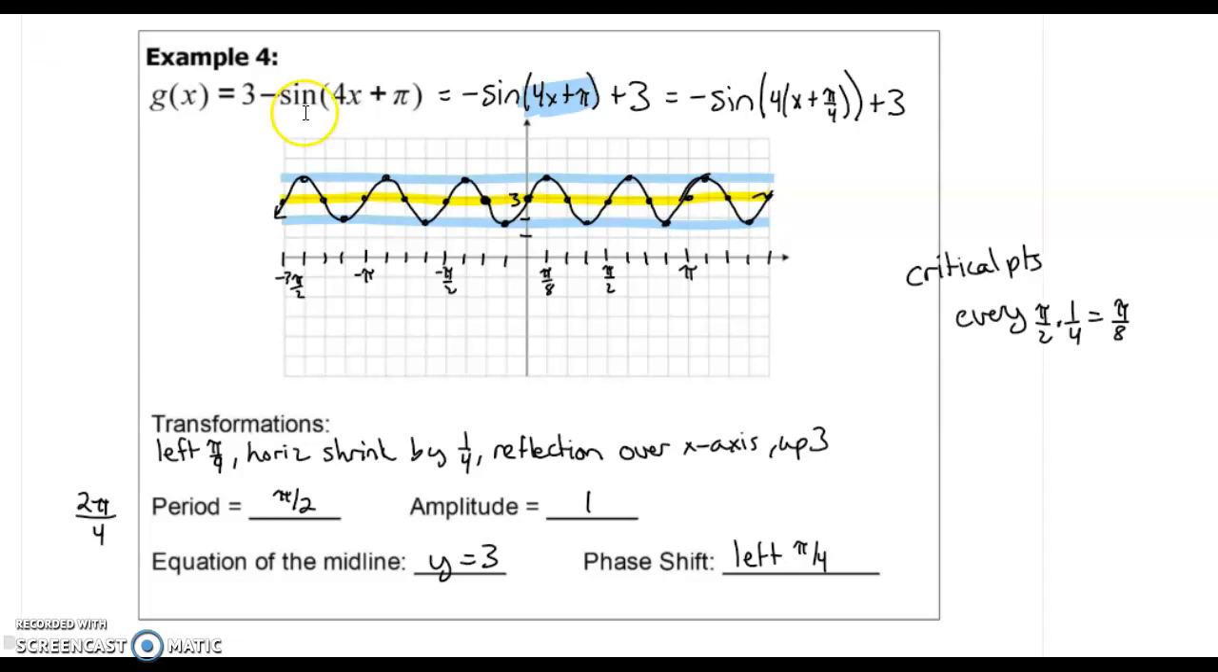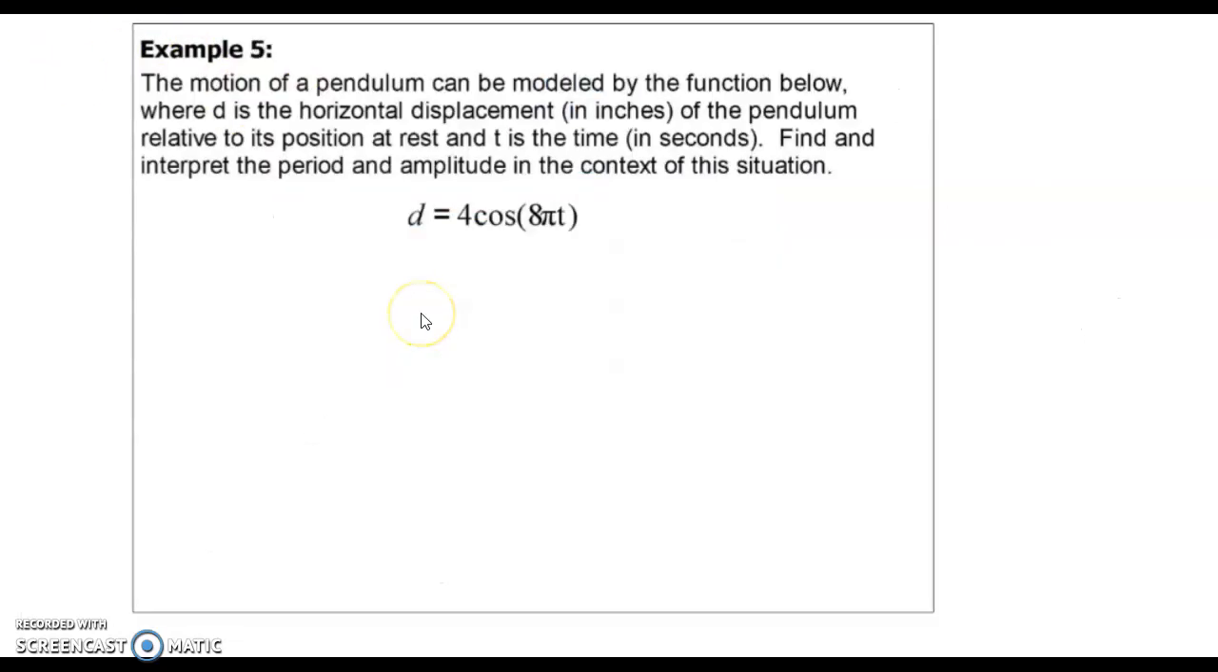Okay, let's go look at example 5. All right, so here we have an equation, and it says the motion of a pendulum can be modeled by the function below. D is the horizontal displacement in inches of the pendulum relative to its position at rest. T is the time in seconds.